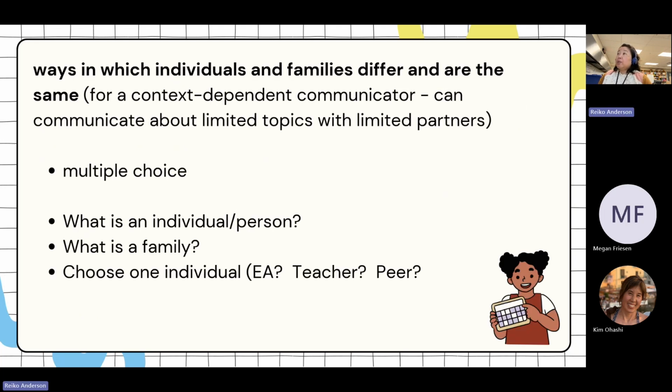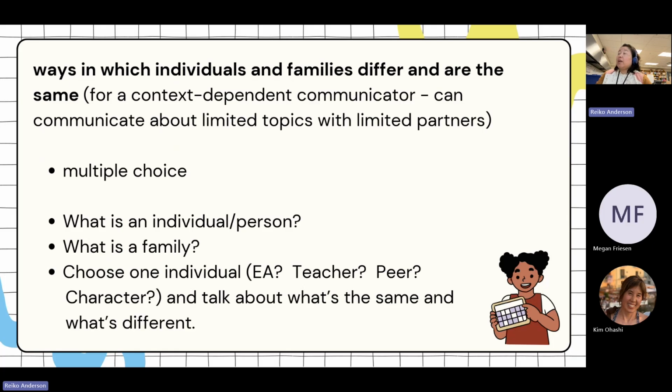So ways in which individuals and families differ and are the same for the context-dependent communicator, again, focusing on multiple choice. The question might be, what is an individual? Or what is a person? And maybe the answer is, I am. And so if that's the answer you're expecting, we need to be teaching, I am a person, right? What is a family? Maybe we have a picture of their family. Again, making things relevant to them makes it easier to learn, right?